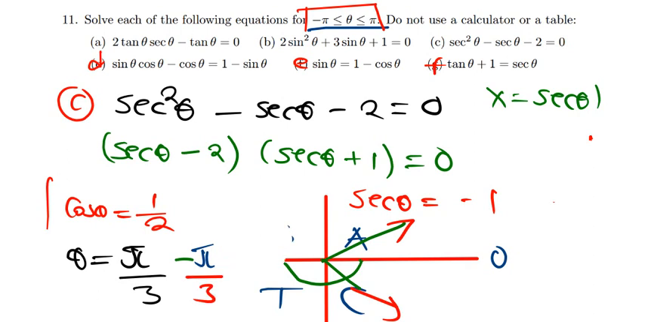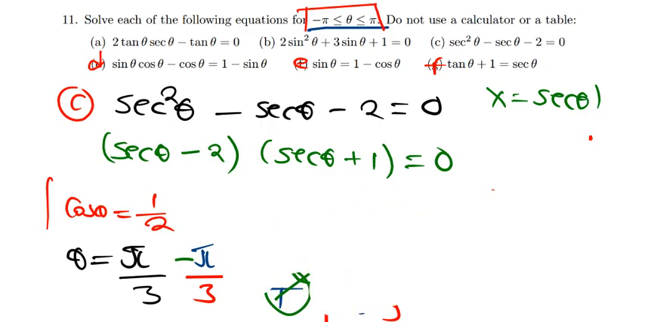Okay, we can still proceed. This quadrant gives us a negative result, so we'll just discard it because cosine is only positive in the fourth and the first quadrant. So these are the two answers. Start with the negative to make it look more neat: negative pi over 3 and then pi over 3.